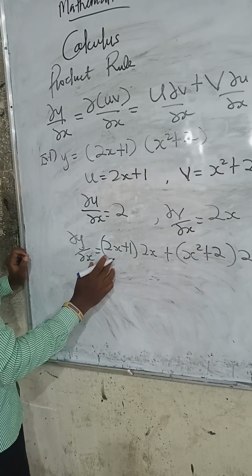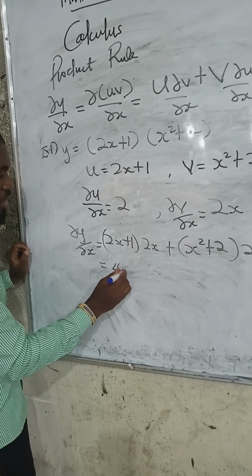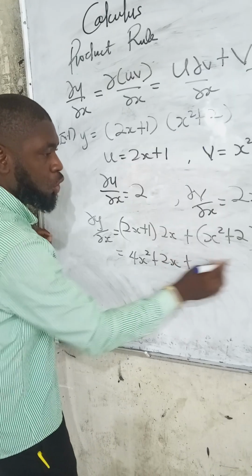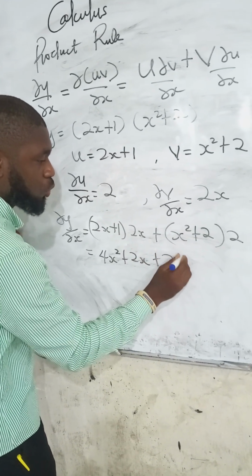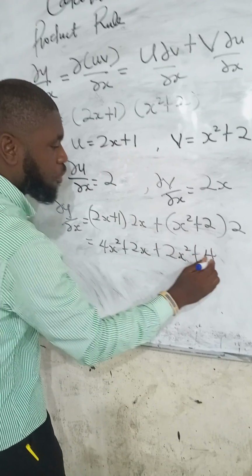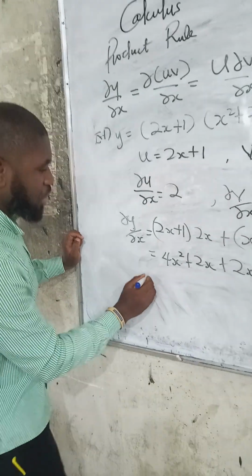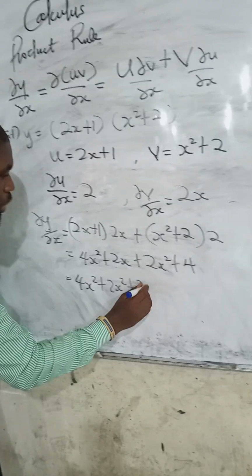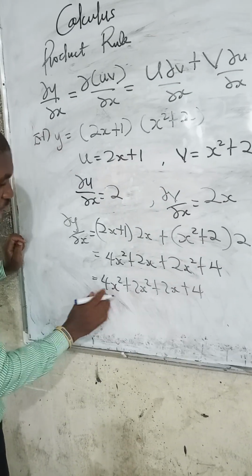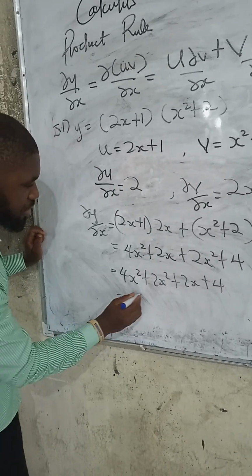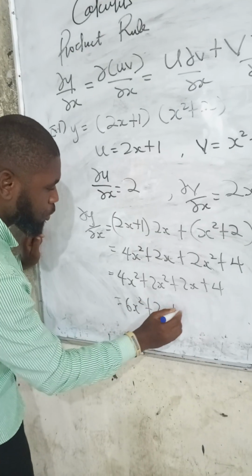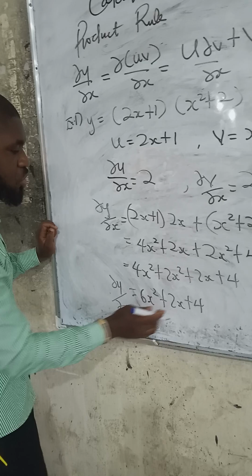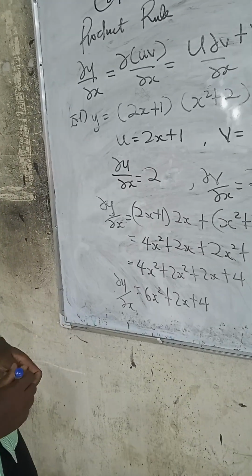So multiplying this, 2 times 2x is 4x squared, plus 1 times 2 is 2x. You open this bracket, it becomes 2x squared plus 4. So if you check like terms, you're going to have 4x squared plus 2x squared plus 2x plus 4. If you add this up, you're going to have 6x squared plus 2x plus 4. So our final answer, dy/dx is equals to 6x squared plus 2x plus 4.